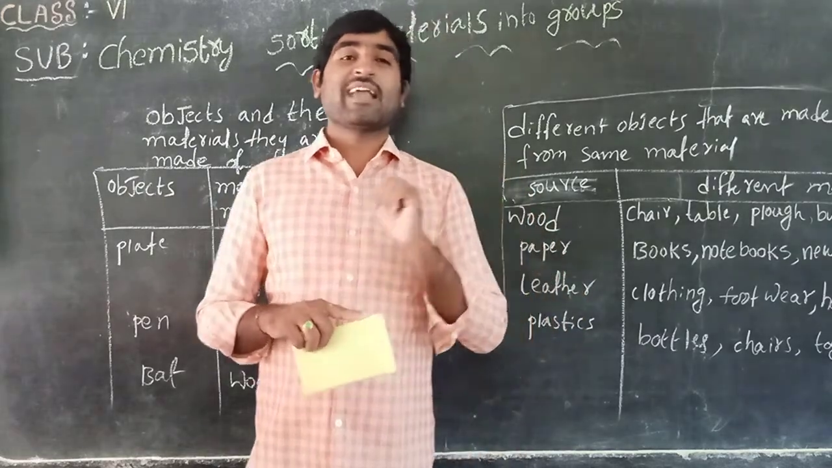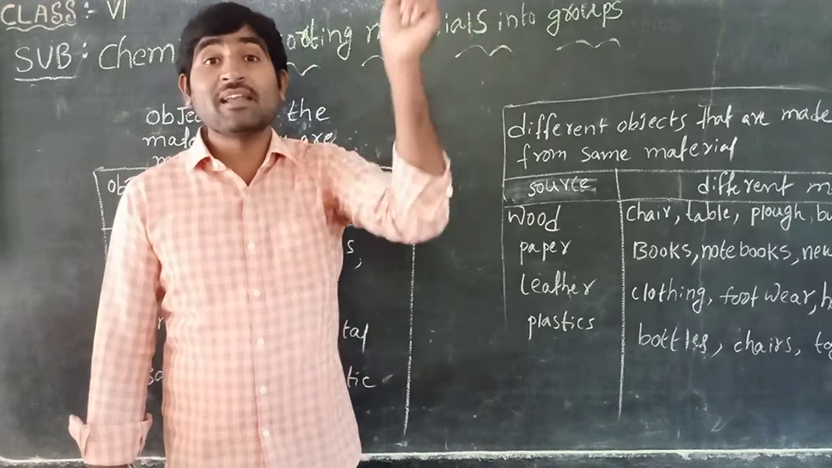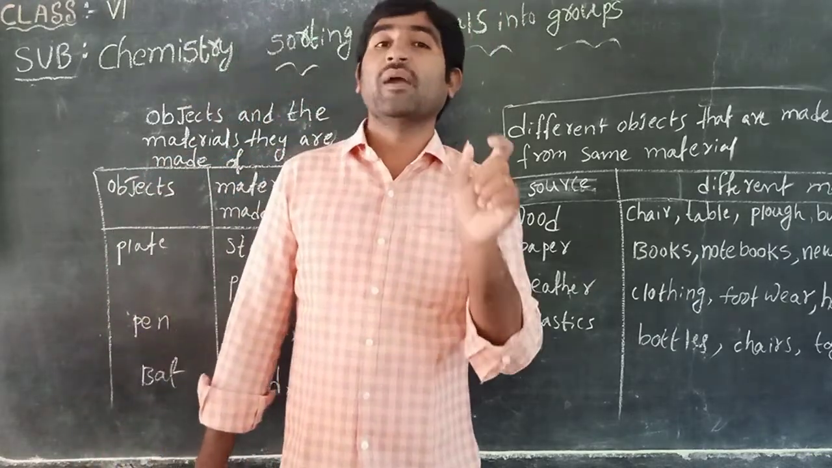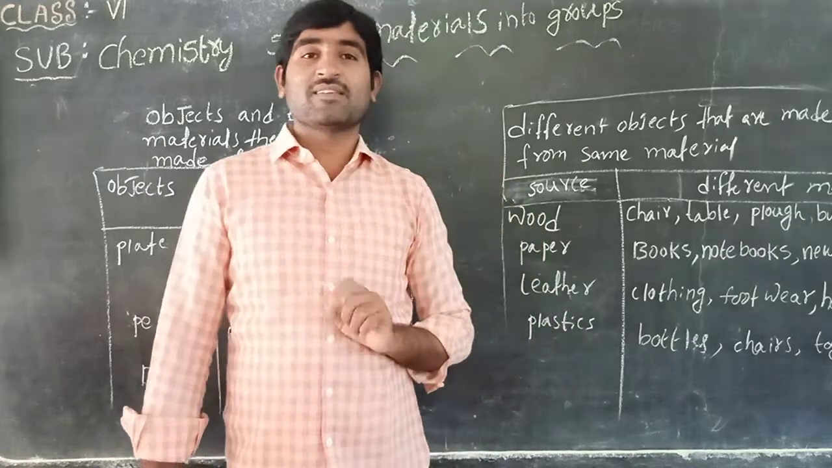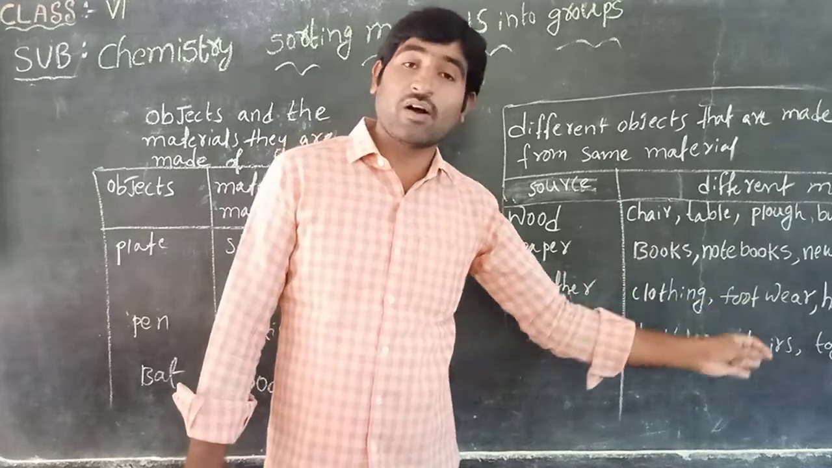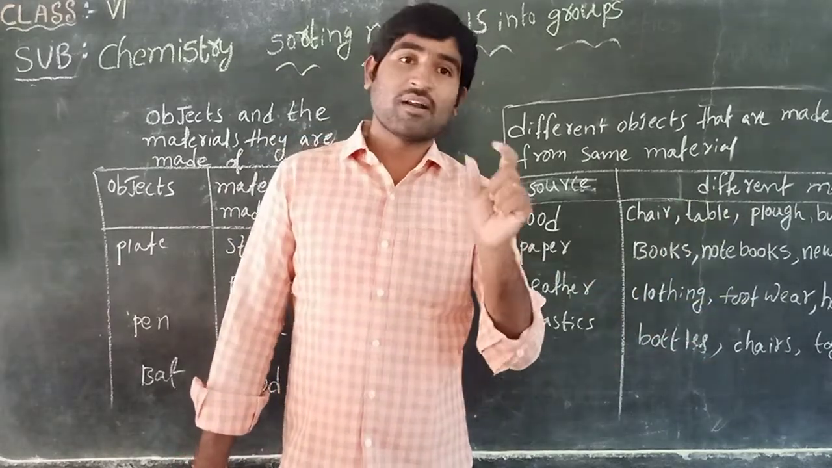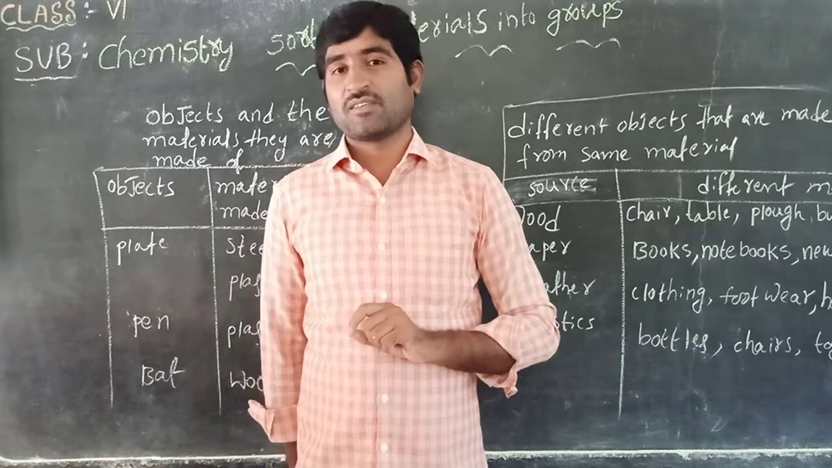Next, in the second list, we grouped some objects depending upon the materials they are made from: plastics. For the objects made from plastics, buckets, here I wrote some examples, bottles, chairs, toys, containers, water, any kind of liquid containers, all are made with plastics.